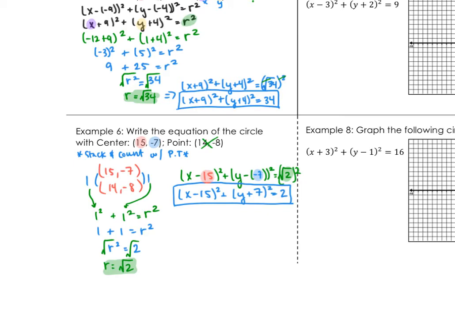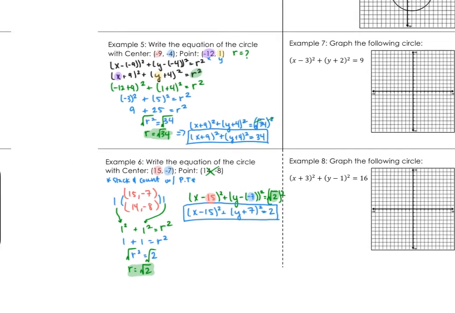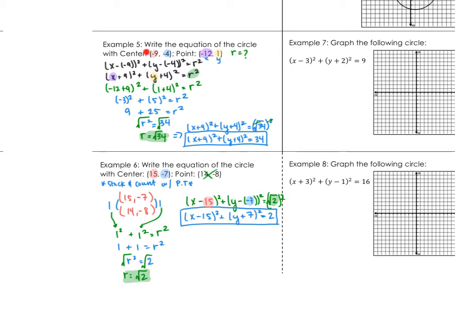It doesn't matter which way you choose to do this problem. You can do it the way we did in example 5 by just plugging it into the equation of the circle, or you can use stack and count to solve for your radius and then plug it back in. In both cases, once you find your radius, you have to plug it back into the original equation with both h and k.